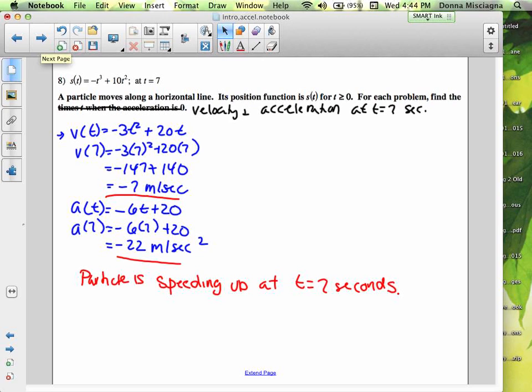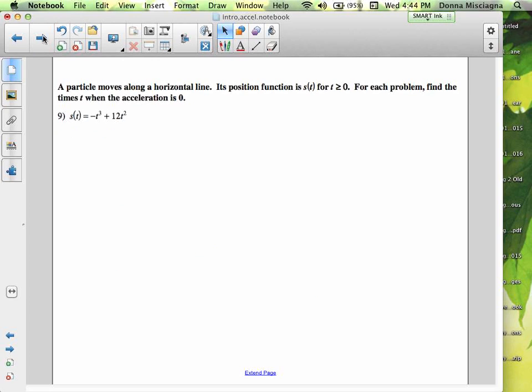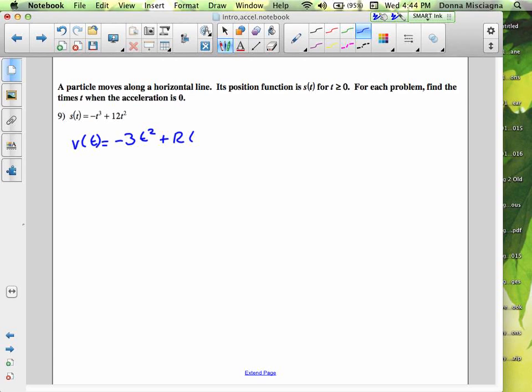So you should be able to analyze whether a particle is speeding up based on the sign. We want to find when the acceleration is equal to 0 in this problem. So we're going to take our derivative, find our velocity function. Our position function is negative t cubed plus 12t squared, so our velocity function would be negative 3t squared plus 12t.